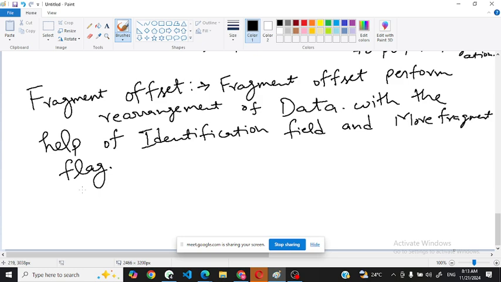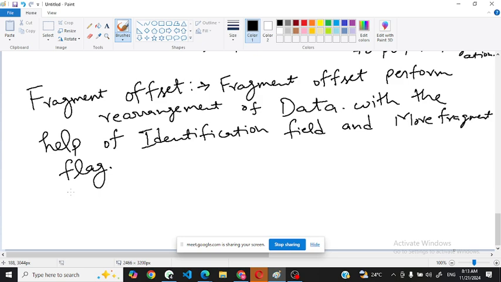Sir, I think the identification field helps to rearrange the data, and the more fragment flag is used to indicate it is the end chunk. Any more chunks will not come, like that. I think so. Maybe Subhajit? Like, more throughput is coming when you have a more fragment, right?